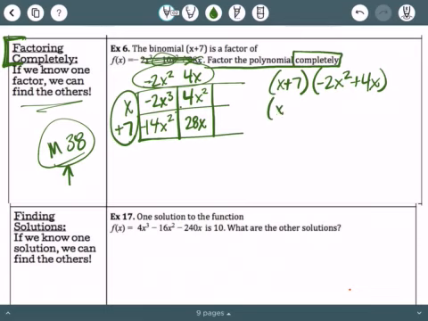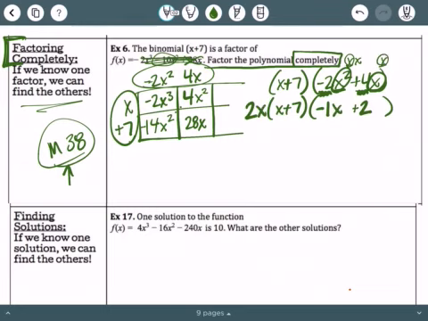So I know there's nothing I can take out of x plus 7, but there is something I can take out of here. I see that they have a common x, and I see that they have a common 2. So I'm going to take the 2 out to the front. It's going to leave me with negative 1 and positive 2. And then I have x squared, which is x and x, and I have x here. So I'm going to take this x and that x to put one outside, and then there's 1 left here. So I can see that I have 2x, x plus 7, negative 1x plus 2.